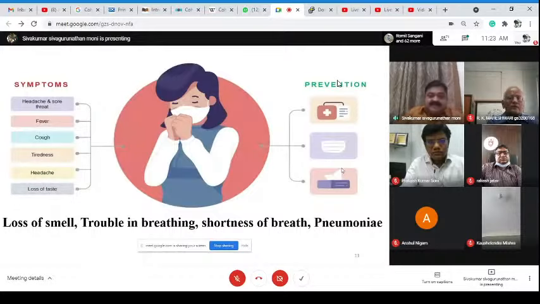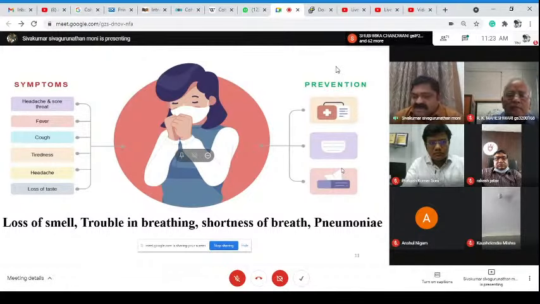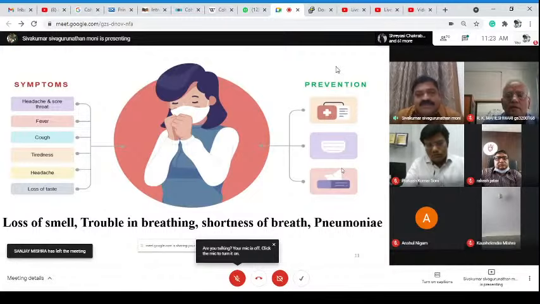So what are the symptoms? As we are all aware of the symptoms nowadays, having experienced them for the past year: apart from fever, cough, tiredness, fatigue, headache, and loss of taste, the main thing is loss of smell, trouble in breathing, shortness of breath, and pneumonia, which are the main symptoms of acute SARS-CoV-2 virus infection.